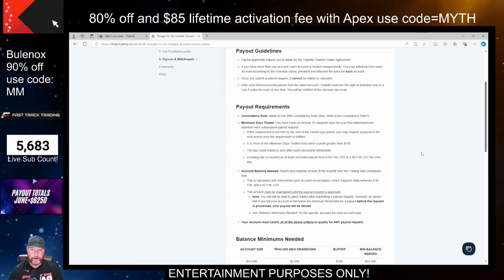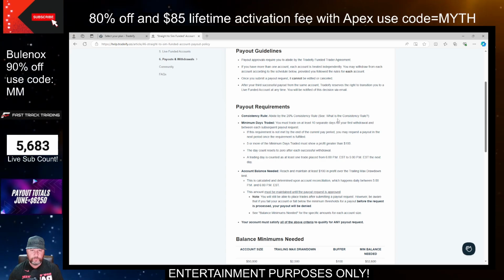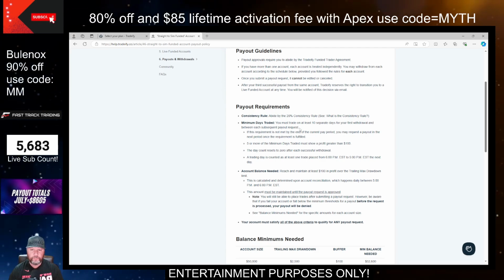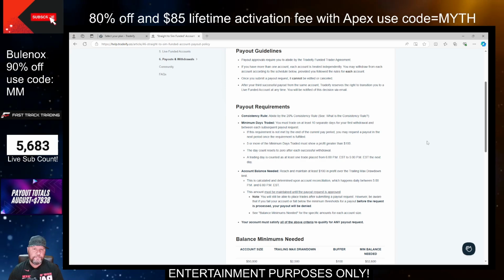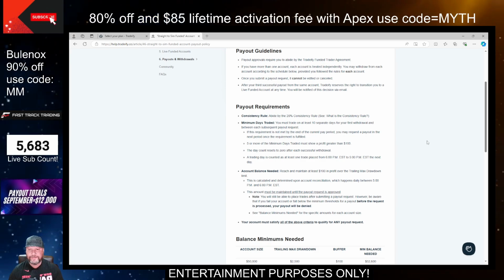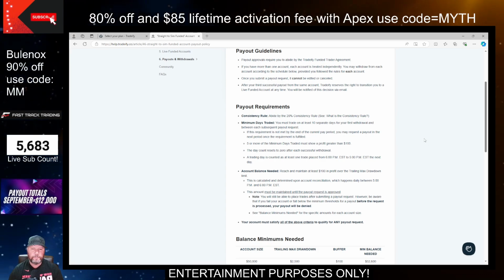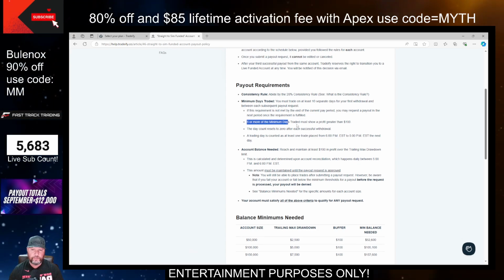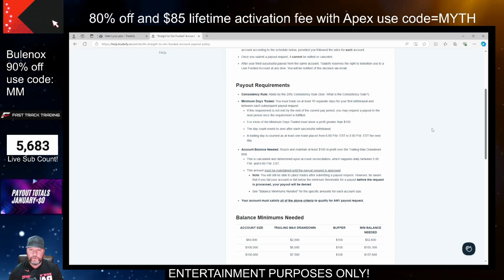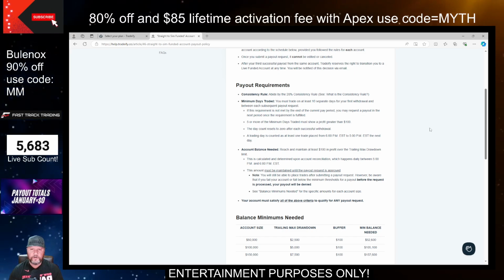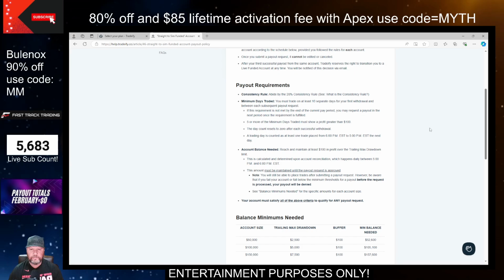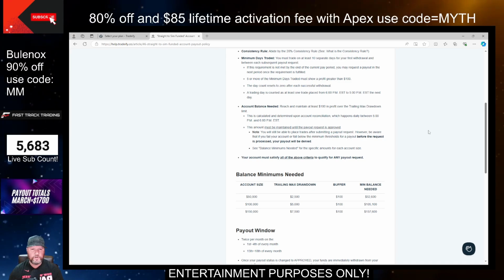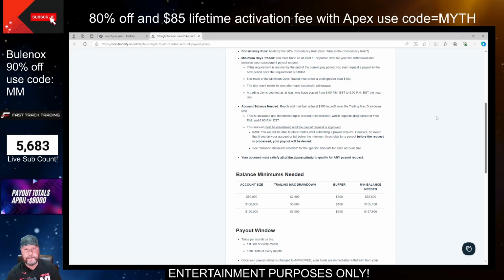So let's look at the payout requirements. Obviously, we've mentioned the 20% consistency rule. You must trade 10 separate days for your first withdrawal and between each subsequent payout request. If the requirement is not met by the current payout period, you must request a payout in the next period. 5 or more of the minimum days traded must show a profit greater than $100. That's something you need to know, and that's pretty important. So 5 or more of the days need to show more than $100. The day count resets to 0 after each withdrawal. A traded day is counted as at least one trade placed between 6 p.m. and 5 p.m. the next day.